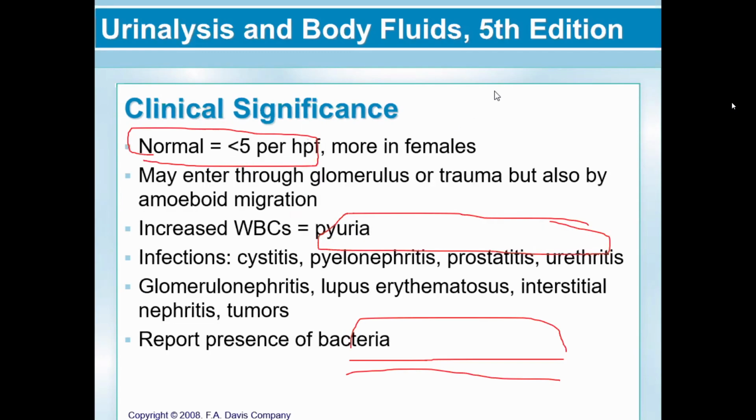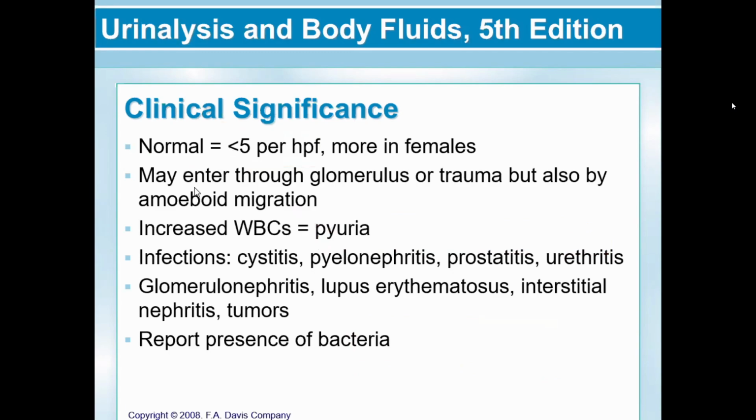Next, what's the clinical significance of seeing WBCs in our urine? When the WBC count is less than 5 per high power field, especially in women, we can still consider that normal. Higher than that, our patient may have an infection. So, WBCs may enter through the glomerulus.